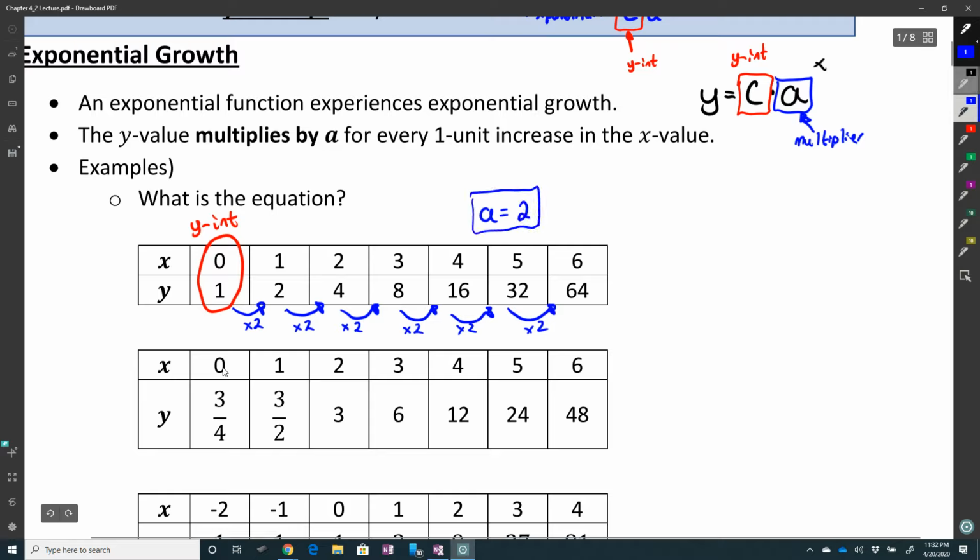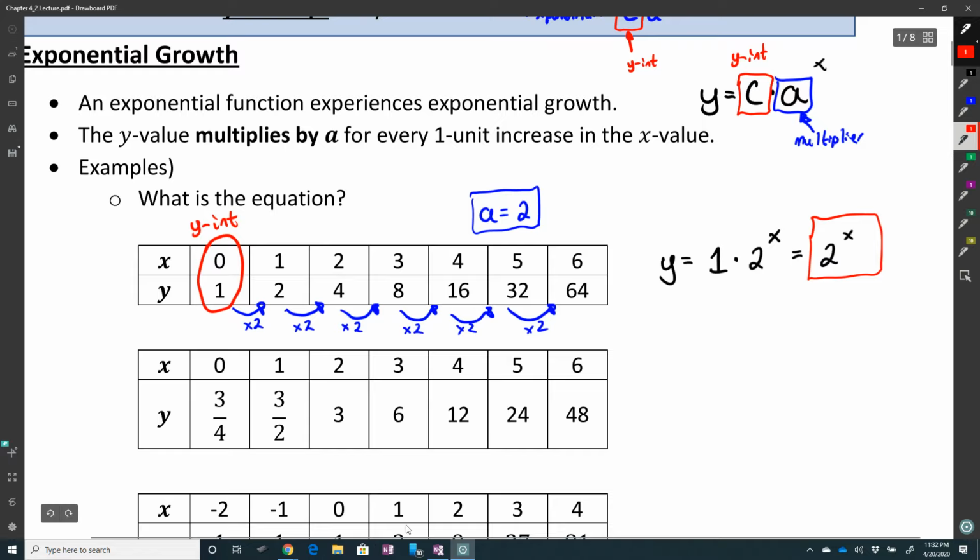Now that I have all that information, I can just plug it into my equation. The equation is c times a to the x. So this equation would be 1 times 2 to the x. Now 1 times anything is itself, so this is just 2 to the x. And that's it. That's my equation. So given a list of x and y values, I'm able to create my exponential function.